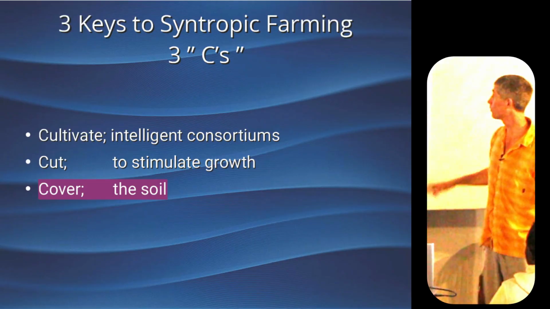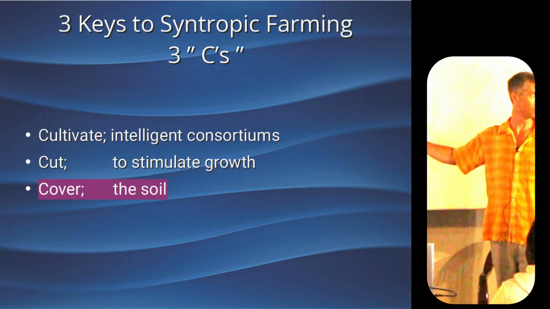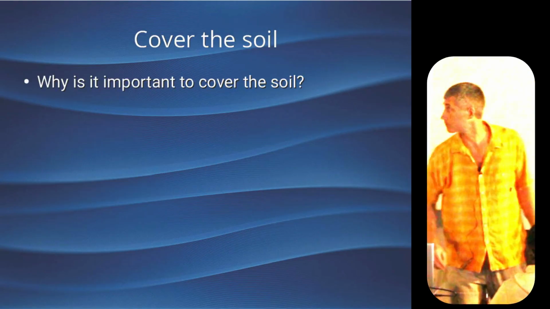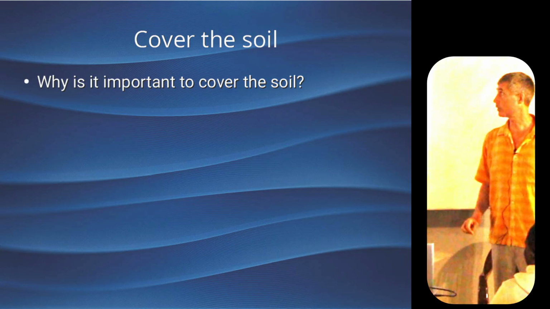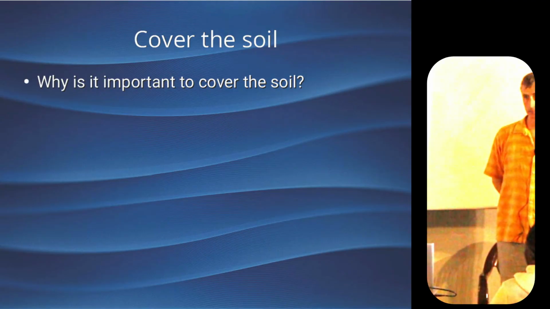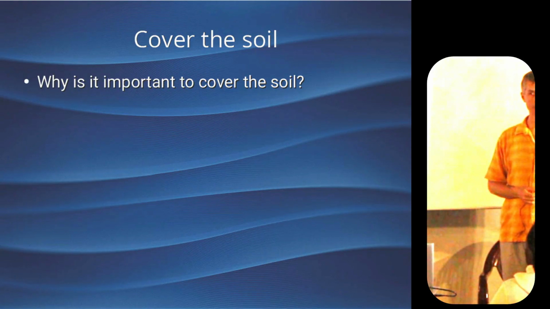Okay, so the last, we're at 2 C's. The last C is cover. So with all that material that we just cut, we're covering the soil. And who can tell me a reason for why that's important to do? Retains moisture. Retaining moisture. Good. So protects the roots which are just under the surface from overheating. That's super important.